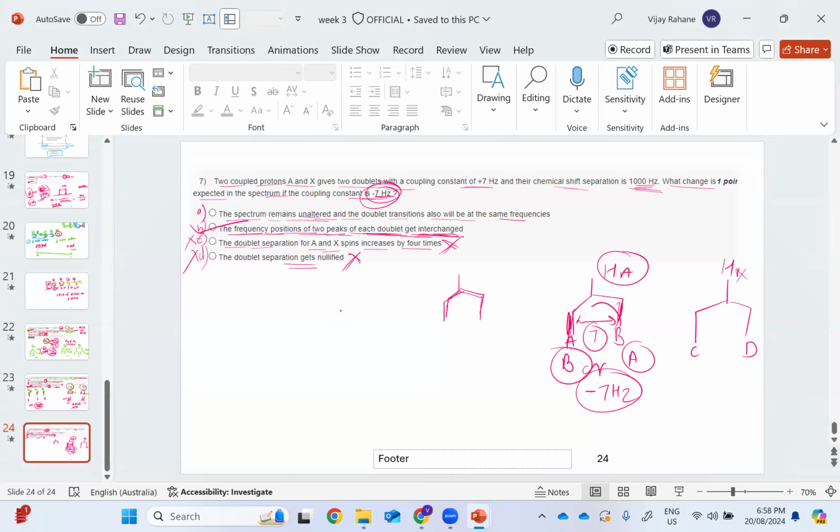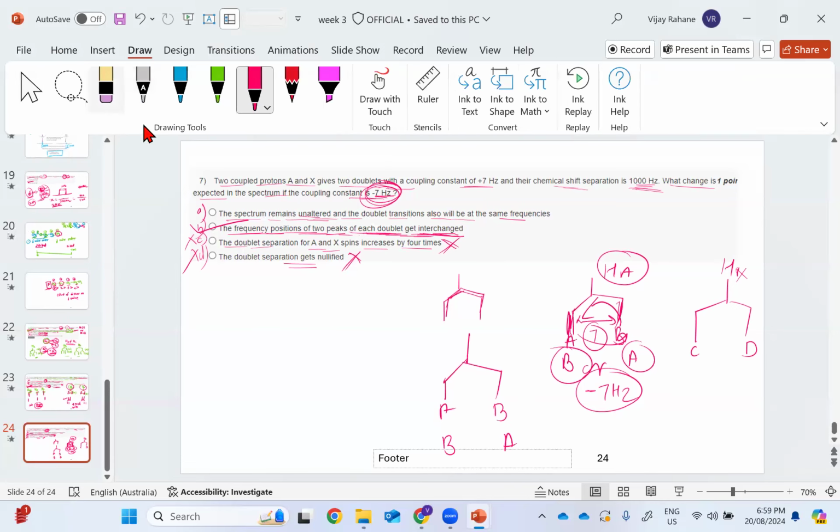So this B will be here and this A will be here. Only this is the difference. There will be no other difference in this inverse spectrum because the 7 hertz value is constant. Only the sign is negative. So if initially it was HA, HB, now it will be HB and HA. Only the opposite. So now it will be HB and HA. So option B here is the correct option.